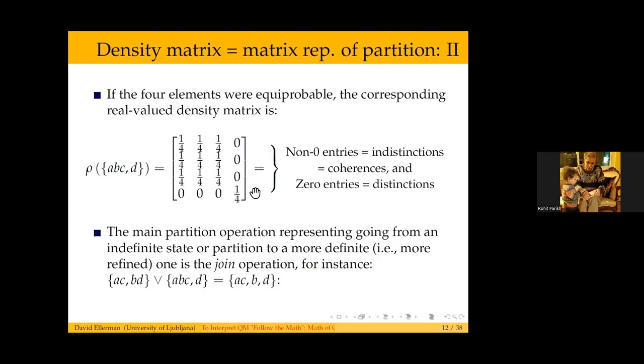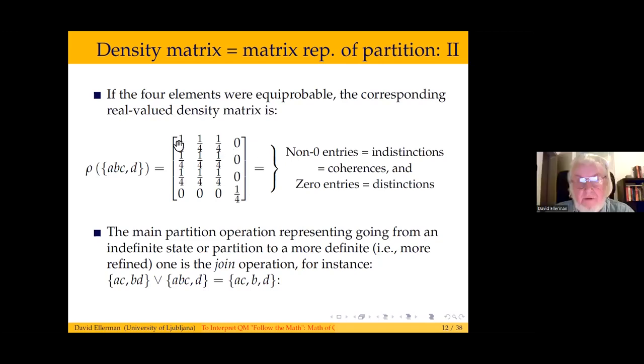Okay, got it. Just so the diagonal, the probabilities, has to add to 1. So that's how you represent states. And then the question is, this is a state that is definite that A, B, and C are distinguished from D, but A, B, and C are not distinguished from each other. So how do you go from that indefinite state to something that's more distinguished, where you make distinctions?